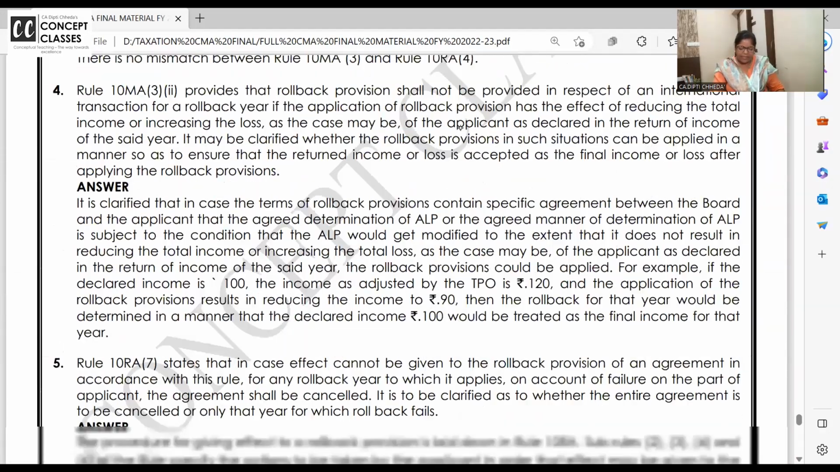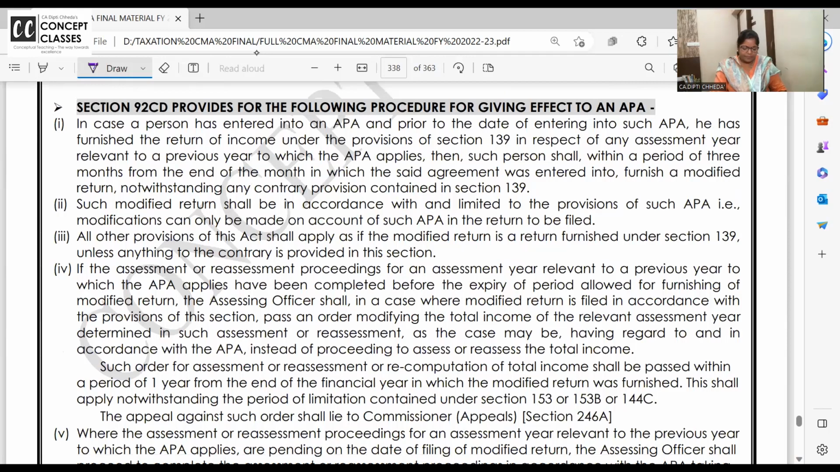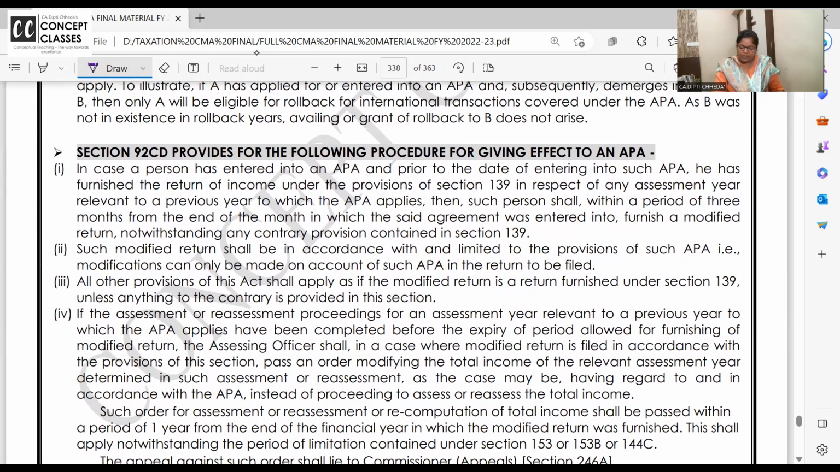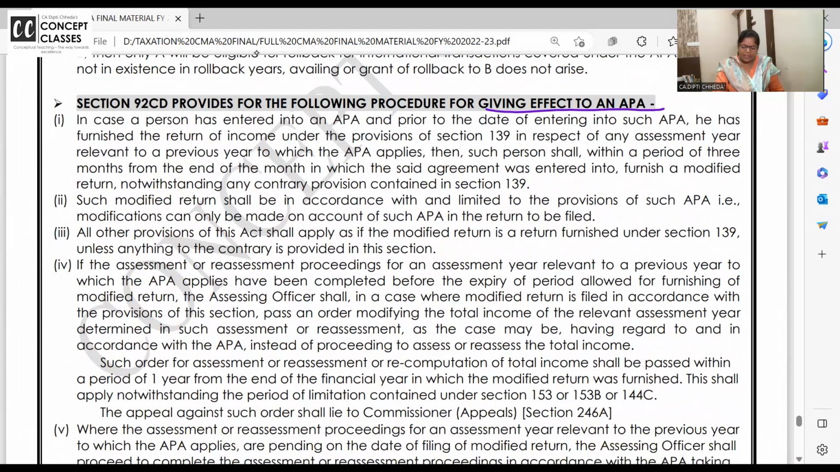एक और चीज आई एम रीडिंग विथ ऑल ऑफ यू. Nice, 2-liners questions are asked for this in exam. देखो, effect of the advance pricing agreement. पूरा rollback तो हो गया, पूरा advance pricing agreement का. In case a person has entered into APA and prior to date of entering he has furnished the return of income for that year, then within 3 months from the agreement he has to file a modified return. 3 months of the APA you have to file a modified return.